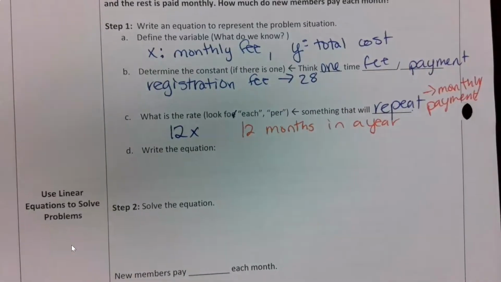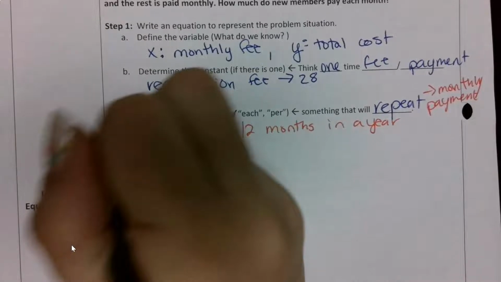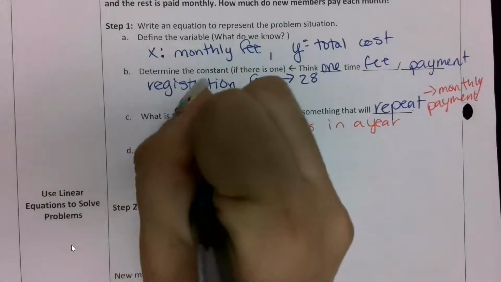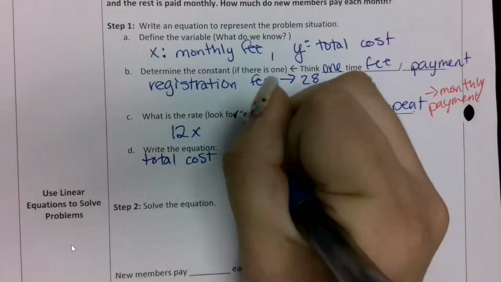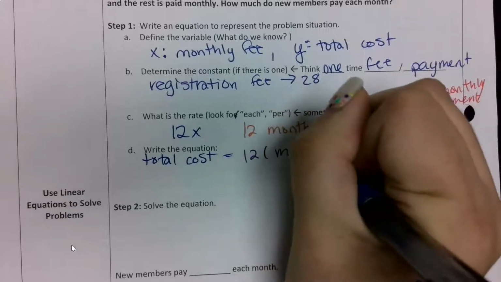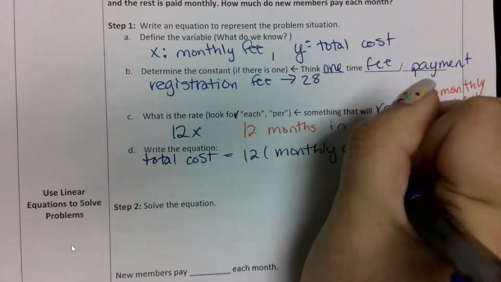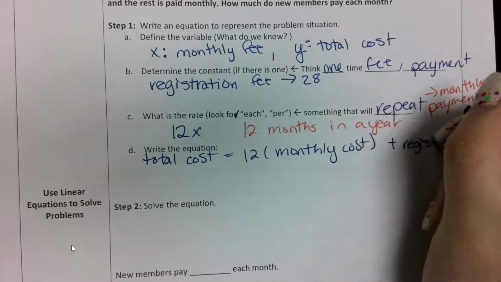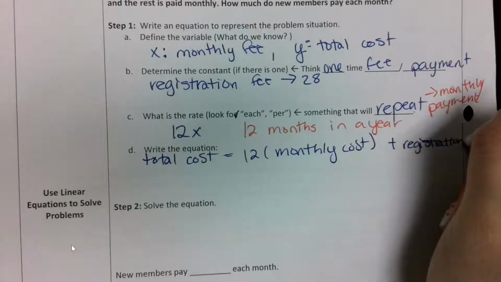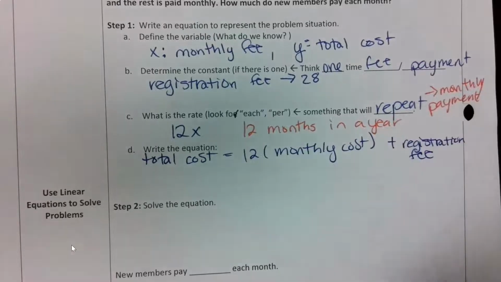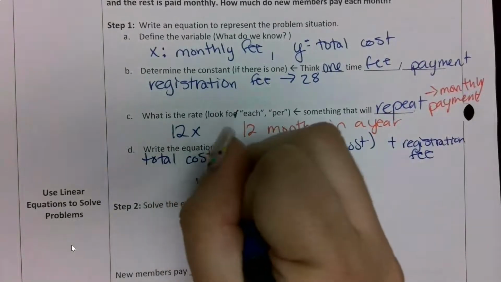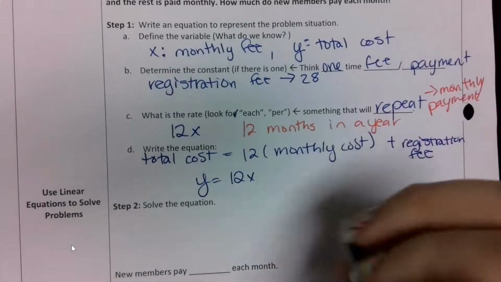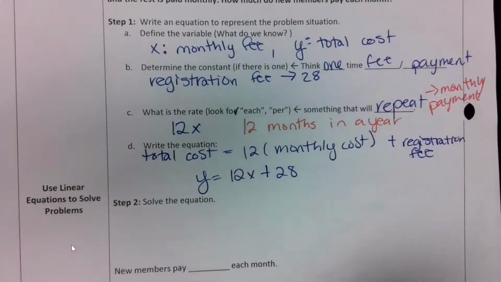And I want to go ahead and write my equation. So first I'm going to write it out in words. I'm going to have my total cost equals 12 times my monthly cost plus my registration fee. So I have y equals 12x plus 28, because there's 12 months in a year, and I have an initial payment of $28.